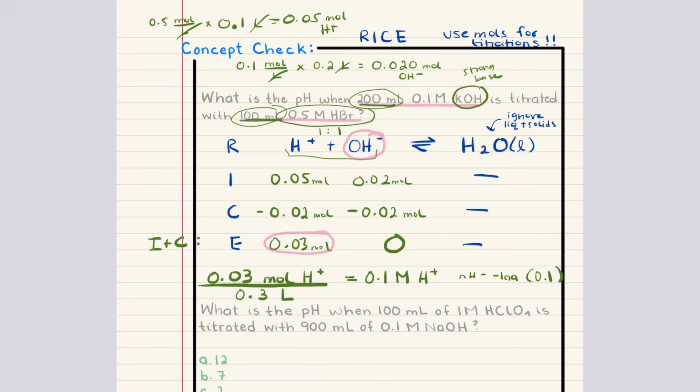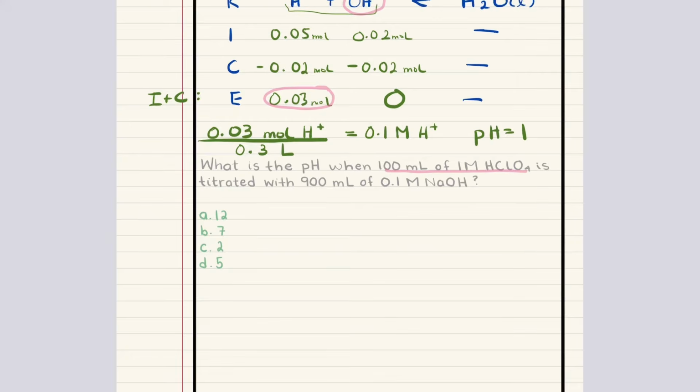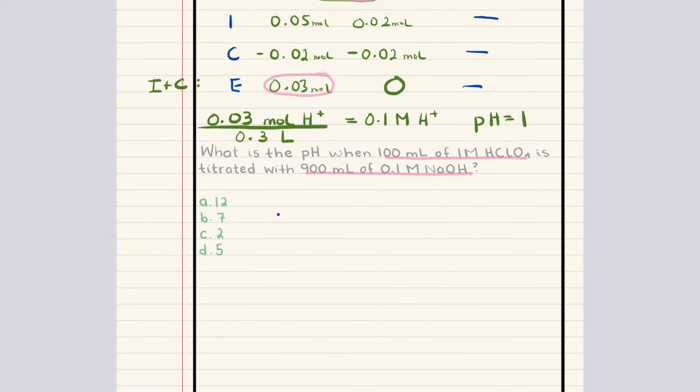The second problem asks us, what is the pH when 100 milliliters of 1 molar HClO4 is titrated with 900 milliliters of 0.1 molar NaOH, sodium hydroxide? Same idea here. Perchloric acid is a strong acid, so it contributes hydrogen ions. Its molarity is 1, so to find the number of moles, we take 1 mole per liter, and we multiply that by the volume, which is 0.1 liters. And that gets us 0.1 moles of hydrogen ions.